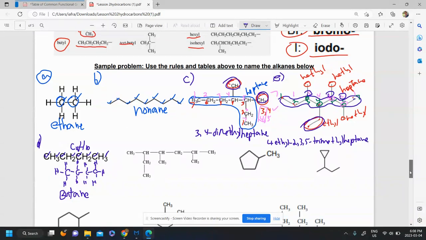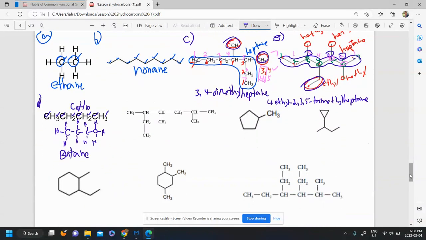So that was a few sample problems for naming alkanes from their images. In the next video, we're going to try the remaining ones. But for now, make sure you've mastered the ones that we just did here and you understand all those basic rules. And in the next video, we'll take up the next few molecules.